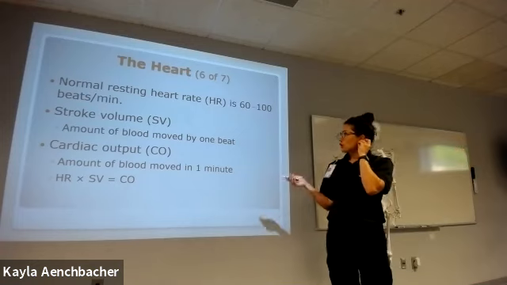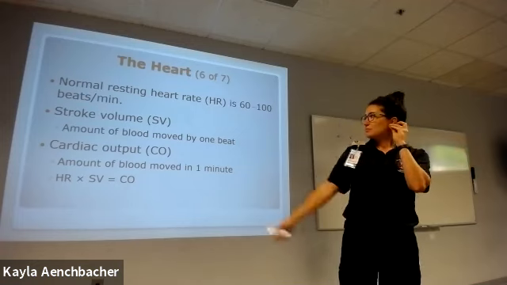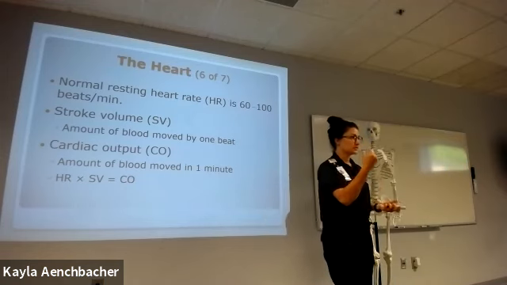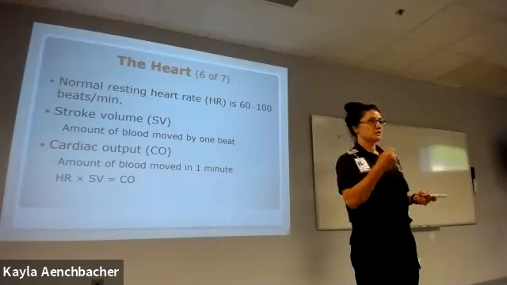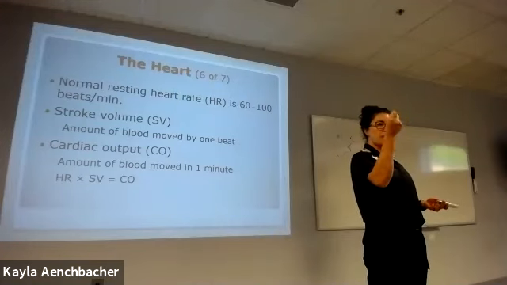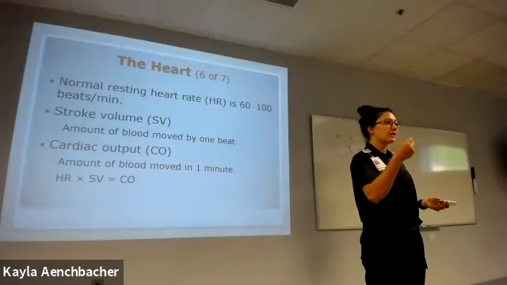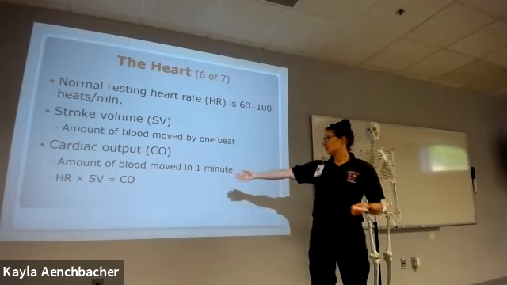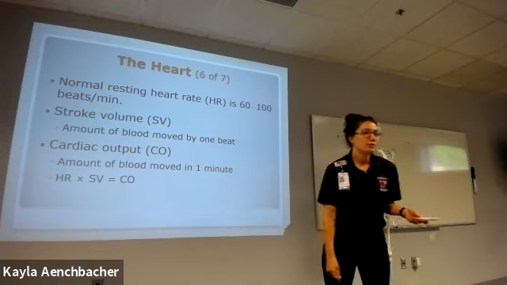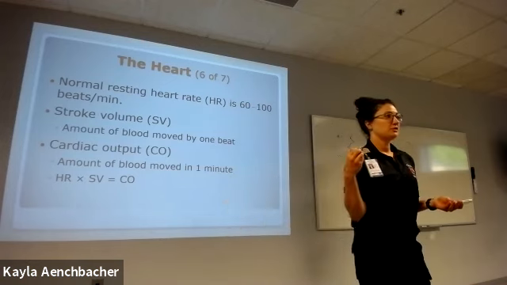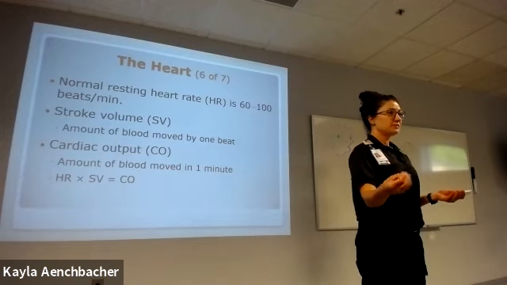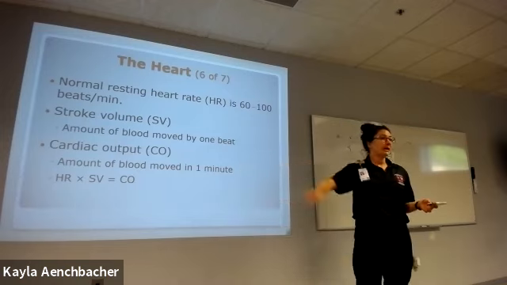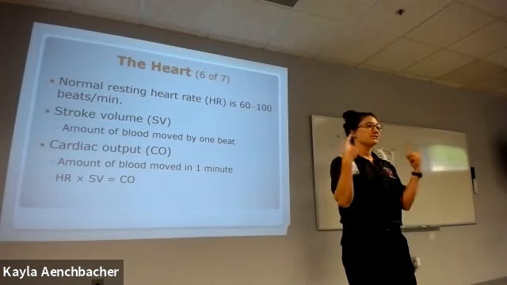Okay. Stroke volume, you need to know this. It is the amount of blood moved in one beat of the heart. So one contraction, one pump of the heart, that amount of blood moved is going to be your stroke volume. All right, cardiac output. You take your heart rate, you multiply it by your stroke volume, and that gives you the amount of blood moved in the course of 1 minute.